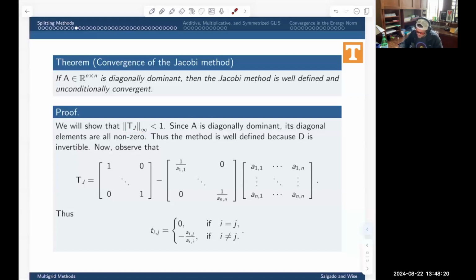So since A is diagonally dominant, its diagonal elements are all non-zero. I already said that. And so that means that the method is well defined because D is invertible. Now we're going to compute what the error transfer matrix looks like. By definition, the error transfer matrix is I minus B times A. We know that B is equal to the inverse of D. It's a diagonal matrix where we take the reciprocals of the diagonal elements of A. So I minus D inverse times A.